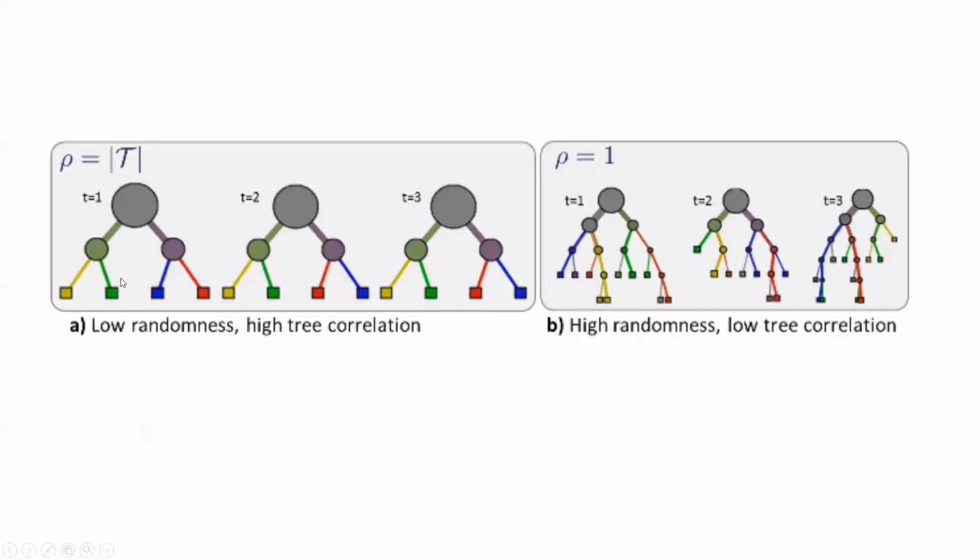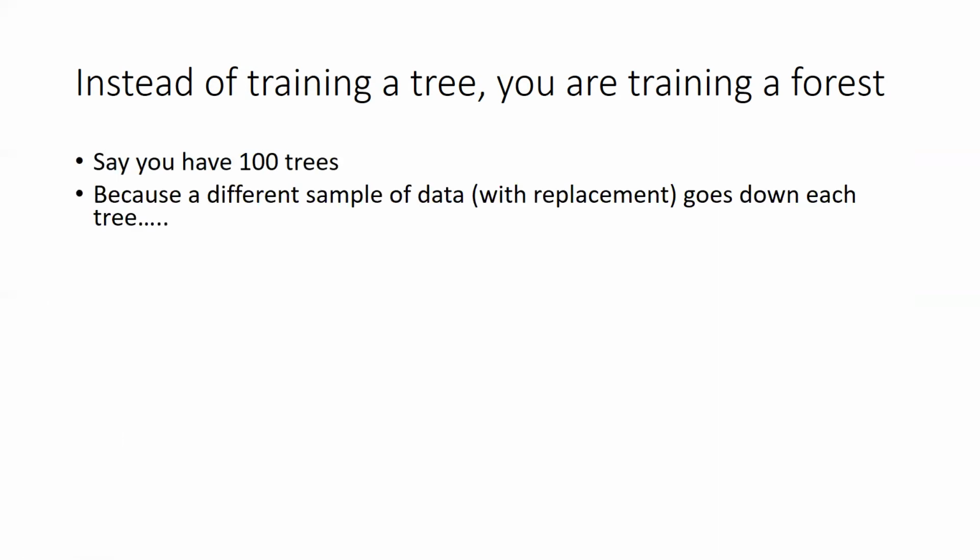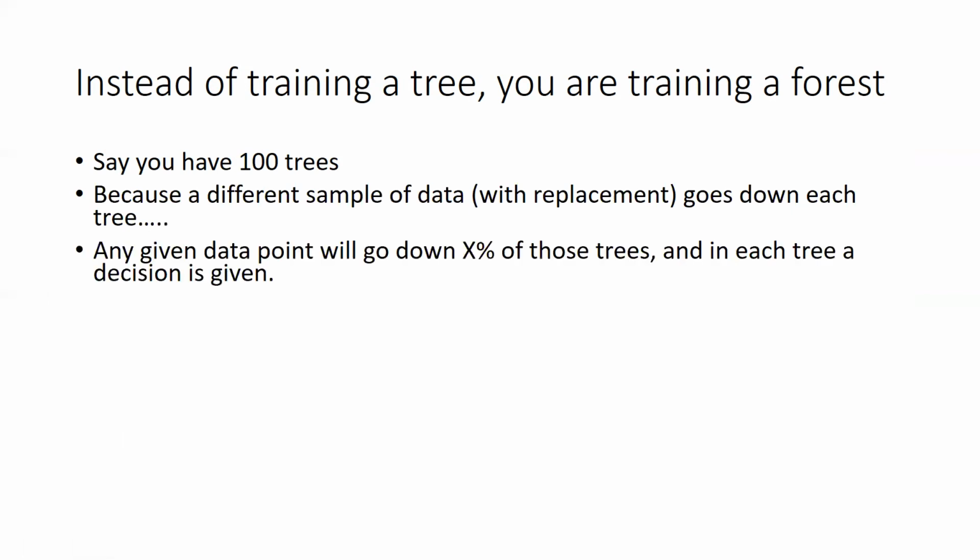And so you can see how this works. If you ensure low randomness in the way you ask questions, i.e. you're effectively optimizing on all questions, all the trees are highly correlated, but in high randomness, each tree structure looks different. And so you expect them to learn something different from each other. So remember, instead of training just one tree, we are training a forest. And so say we have 100 trees, because we have a different sample of data going down each tree, and we also have different, random questions, if you like, from each node, we ensure a lot of randomization in what each tree is going to learn.